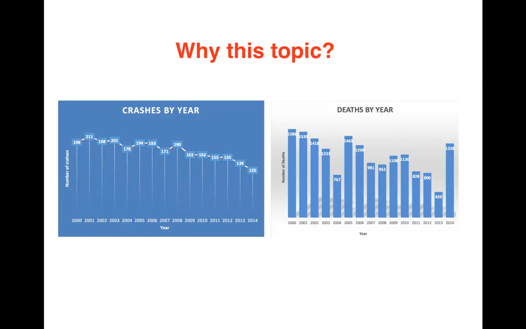Now, why this topic? The main motivation behind this topic is to analyze airplane crashes. I have traveled by aircraft so many times, and listening to all these disasters that have caused death to so many people, it's quite scary. Because if you look at this graph showing the number of crashes and deaths by year from 2000 to 2014, the number of deaths has actually increased to 1328 in 2014. In fact, this is the 10th highest. This is the highest in the last 10 years. The previous highest was 1463 in 2005.